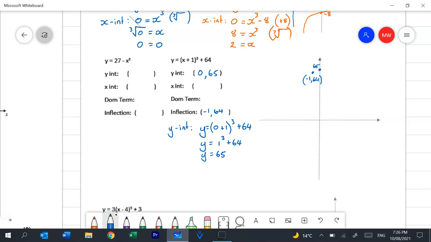For our x-intercept, this time, we'll make y nothing. So we'll say nothing is x plus 1 cubed plus 64. We need a good way of solving for x here. So what we'll do is take 64 from both sides first. I'd like to get rid of that cubed, so I'll take the cubic root of both sides, which will leave me with 4.